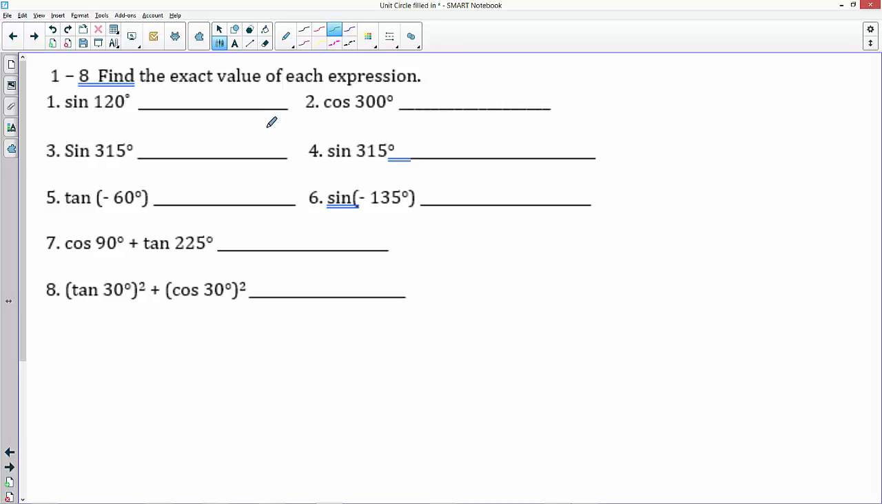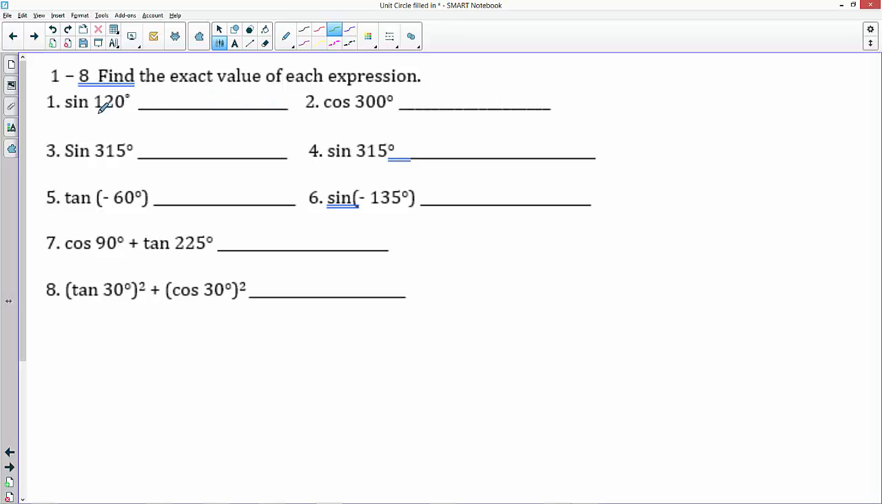And as I mentioned earlier, you can always check 99% of the problems, particularly the ones I didn't do. You can check them by simply putting the answer that you get in your calculator and making sure you get the decimal version of what you're looking for, right? So for example, we'll do this one right here, sine of 120.